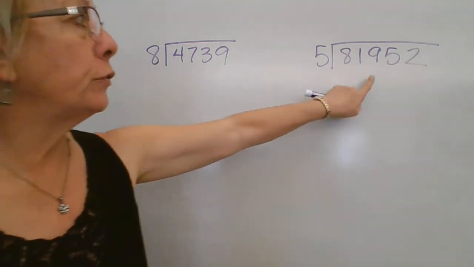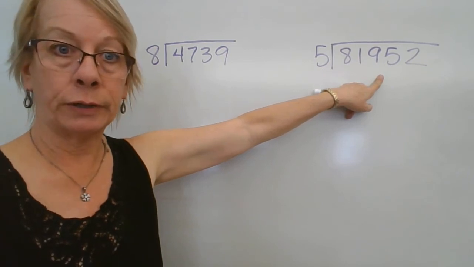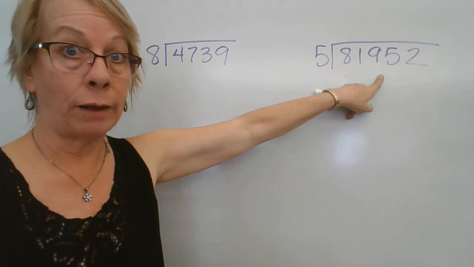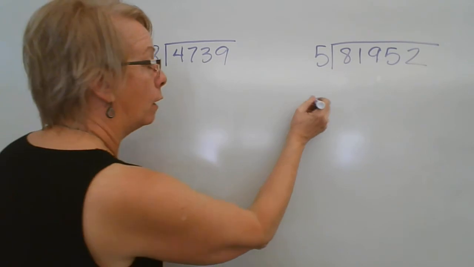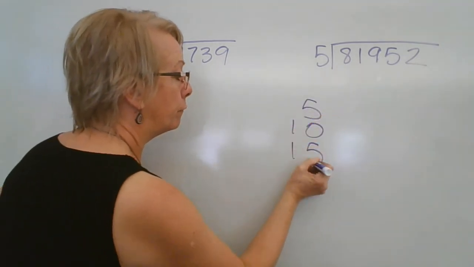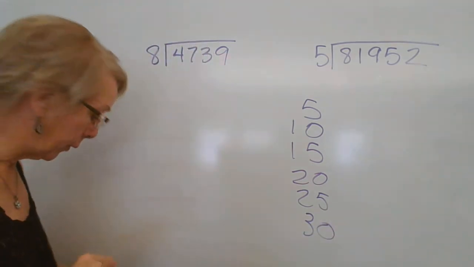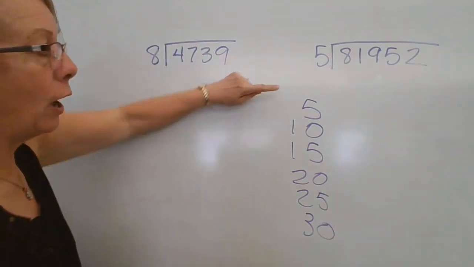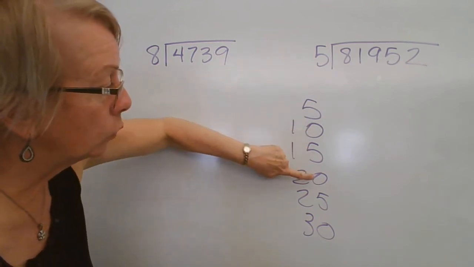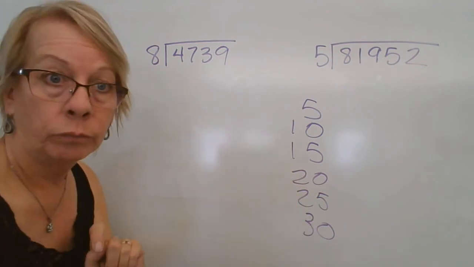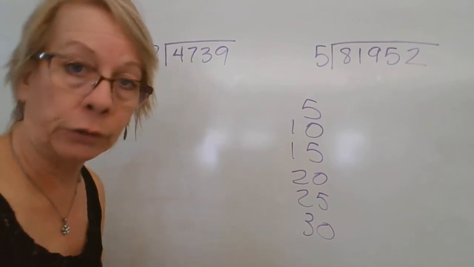Think about this one. Is this one going to come out even? What do we know about multiples of 5? Things that 5 divides into evenly. They end in 0 or 5 because you count by 5s. 5, 10, 15, 20, 25, 30. What do you notice about that? There's a pattern. Multiples of 5, things that divide evenly into 5, always end in 5 or 0. So this is not going to go in evenly. You're going to have a remainder. But that's okay. Just a little side question.